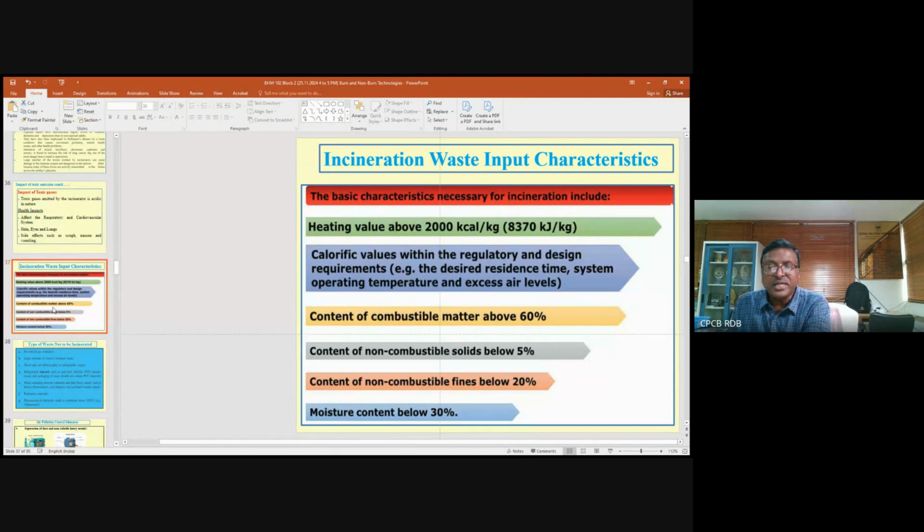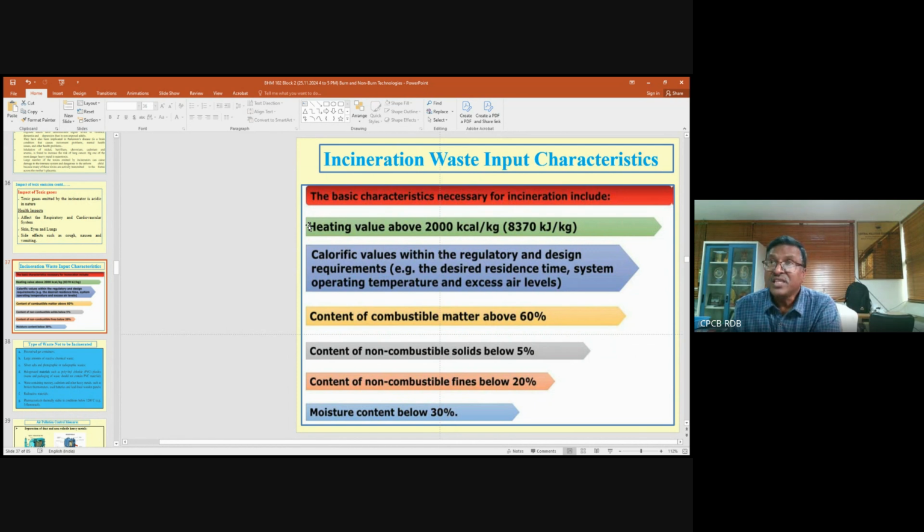Incineration, with impact: the input characteristics, how they should be. Always, the waste should have a proper heating value, meaning calorific value. Please kindly remember this figure. If the waste has a calorific value of about 2000 kilocalories per kg, then the waste can be incinerated properly and easily. If the waste does not have about 2000 kilocalories, then we have to use more and more fuel for the combustion of that waste. Therefore, if there is a high calorific value, naturally it can be combusted easily.